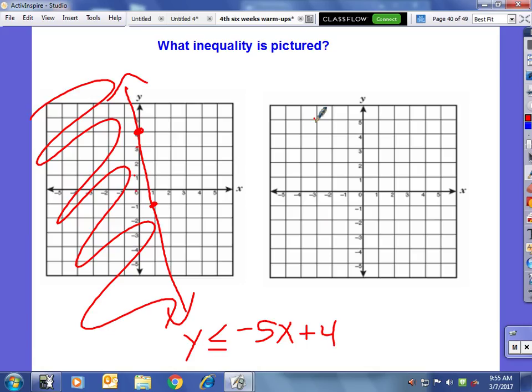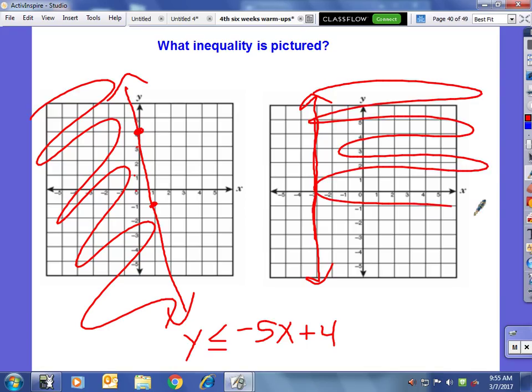Okay, try this one. What would that one be? X is greater than or equal to negative 3. Because the line itself is x equals negative 3, but I shaded to the right of it. And to the right of it, what are the x values doing? They're getting bigger, not smaller. They're getting bigger.